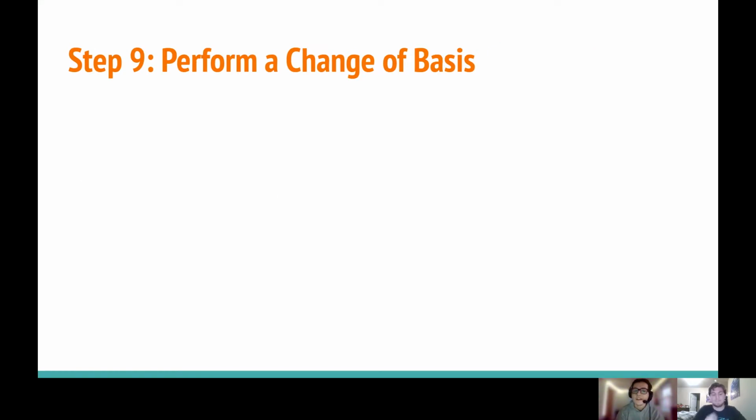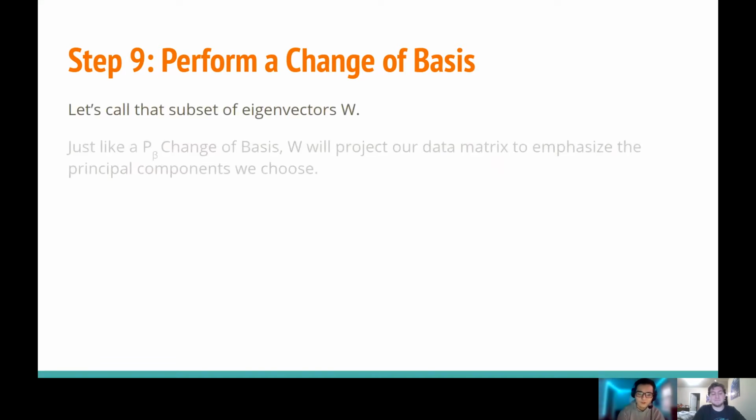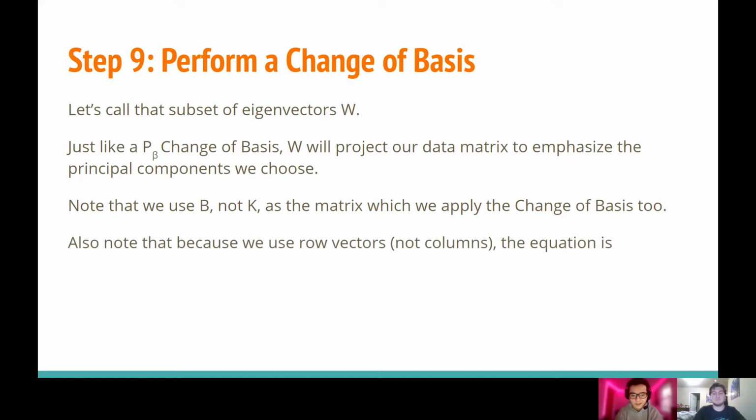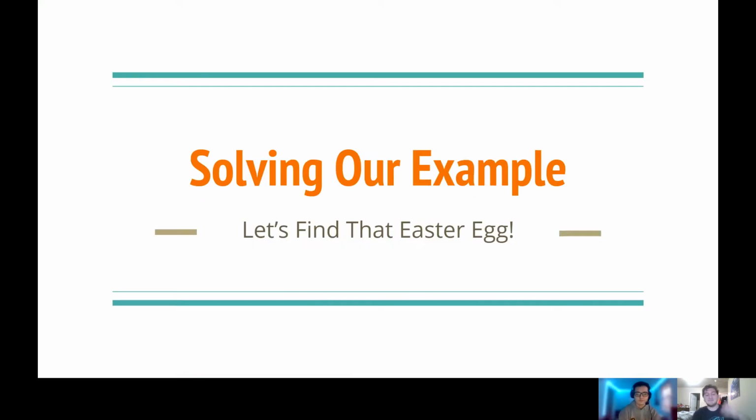Let's call the matrix that is made up of the subset of eigenvectors W. Like a P sub beta change of basis matrix, we can use this matrix to project our original matrix onto the eigenvectors. Note that we use our mean-centered data matrix B rather than the original data. Also, since we use row vectors instead of column vectors, instead of multiplying W on the left, we will multiply it on the right. And there you have it, computing PCA in 9 simple steps.